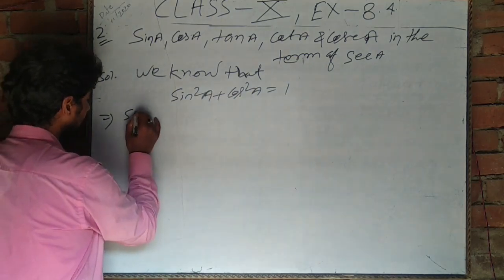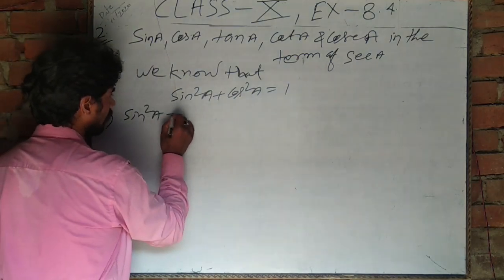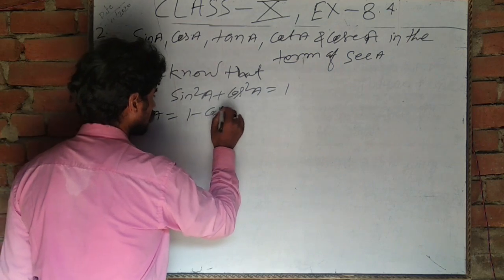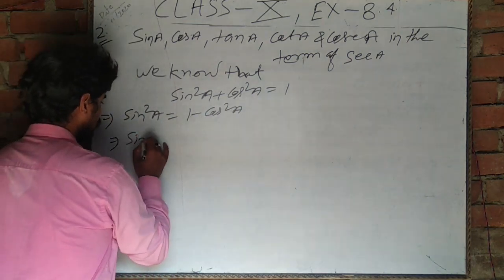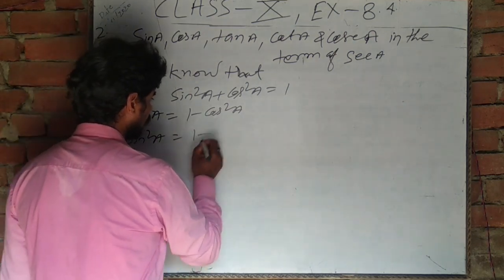That means sin square A is equal to 1 minus cos square A, and sin square A is equal to 1 minus.